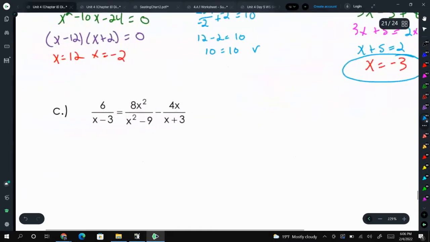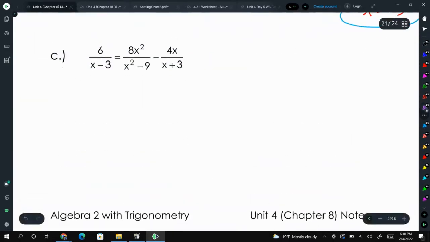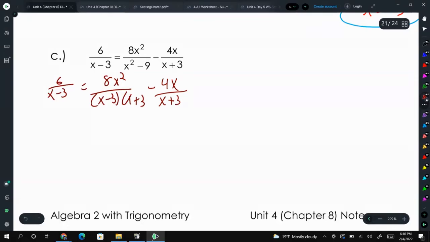Right, when we do this problem, what we're going to have to do is first we want to factor the denominator of that middle fraction right here, and you'll see why in a minute. That's x minus 3 times x plus 3, and then minus 4x over x plus 3. So now it should be easy to see that your least common denominator, your LCD, is x minus 3 times x plus 3.